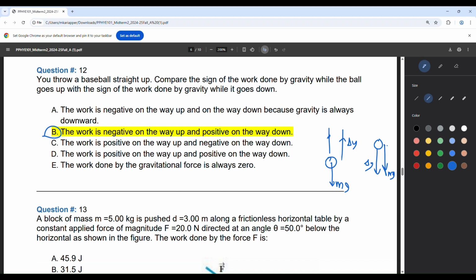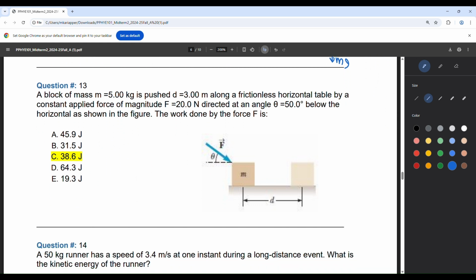Number 13. So you can see that chapter 5 questions are relatively easy compared to chapter 4 questions. There's no vectors or scalars. You need to know the formulas. Well, the formulas are given in the formula sheet. It's a basic, straightforward question.